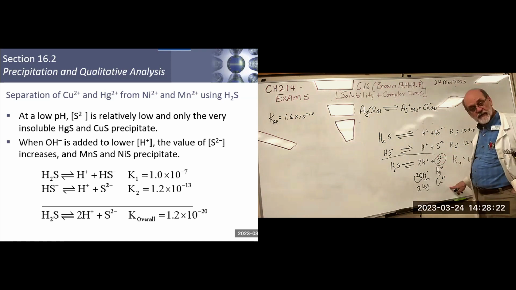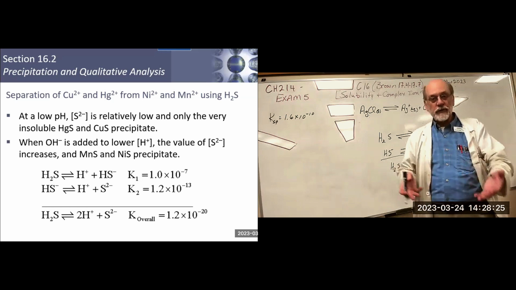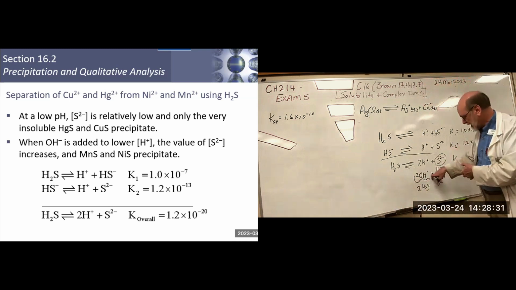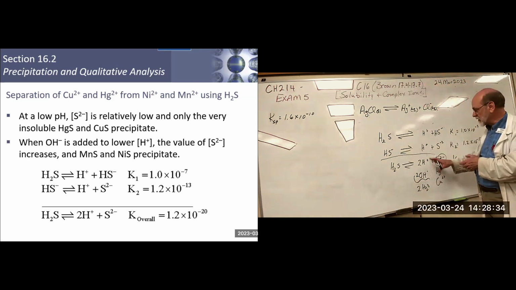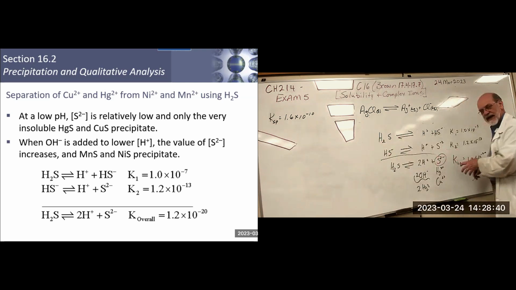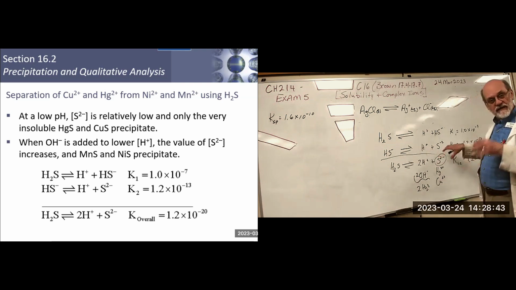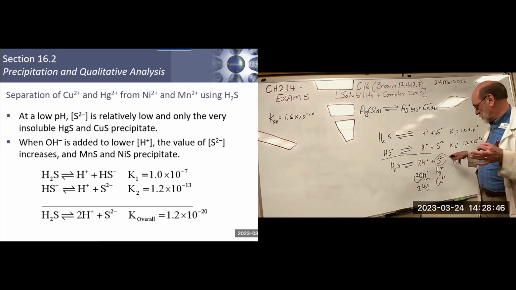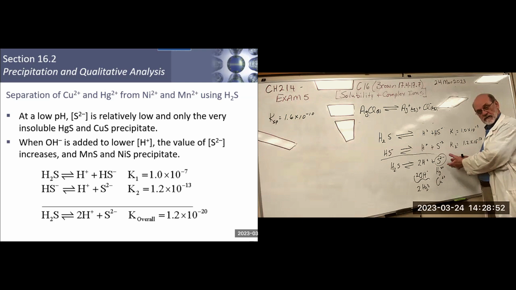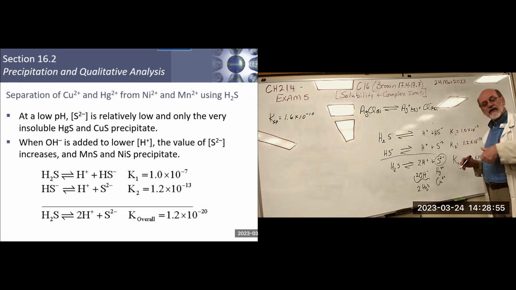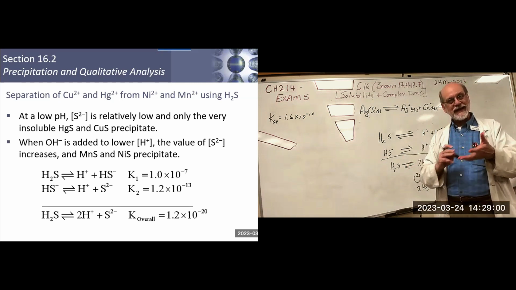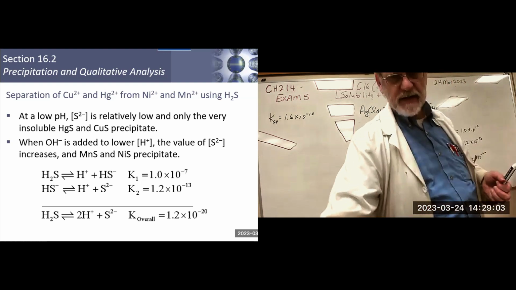Now, after we've removed this as a precipitate, and when that precipitates, you filter it. Just pour it through a filter and extract the precipitate. Then you go back and add the hydroxyl. And the hydroxyl then takes this hydrogen sulfide, drives the reaction this way, and produces a lot more of that. Now, when we have more of this, the Q for nickel and manganese as products increases. And it increases to the point where it exceeds the solubility product of the nickel and manganese. And I think that's on the next slide.